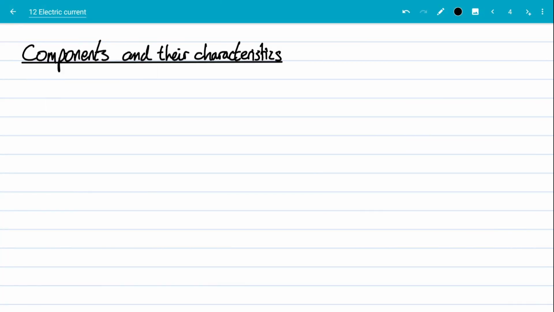Obviously, we want to build circuits. We're interested in building circuits, so we need to put components in those circuits, things like lamps and cells and so on. So here's a bunch of components that you need to know the symbol of.